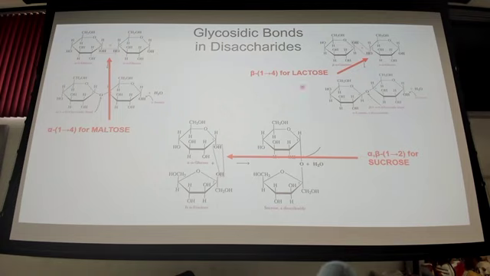Same thing with lactose. The anomeric carbon is here, and it's a beta. Now sucrose, both anomeric carbons are participating in the glycosidic bond. That's why you have the alpha beta 1, 2. That's because it's the first carbon in each monosaccharide. It's not the first carbon in sucrose, it's the carbon coming from that C double bond O. Right.